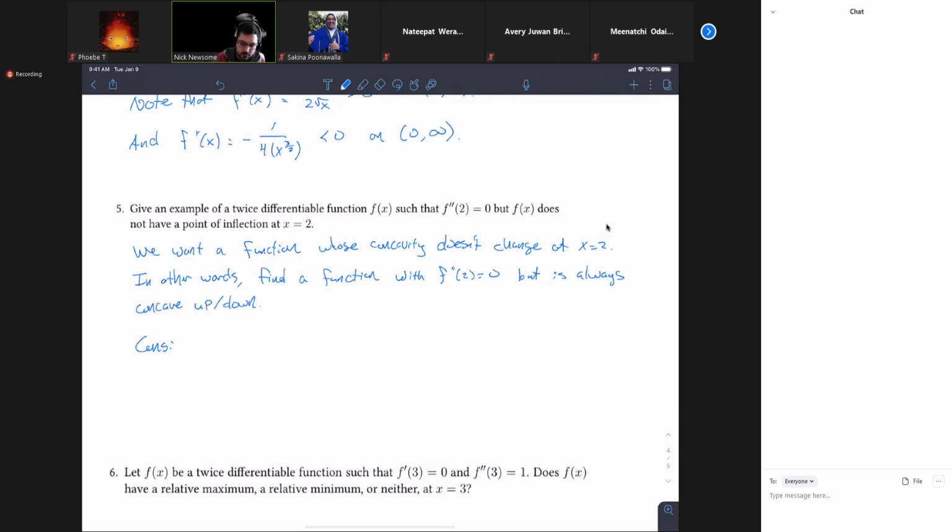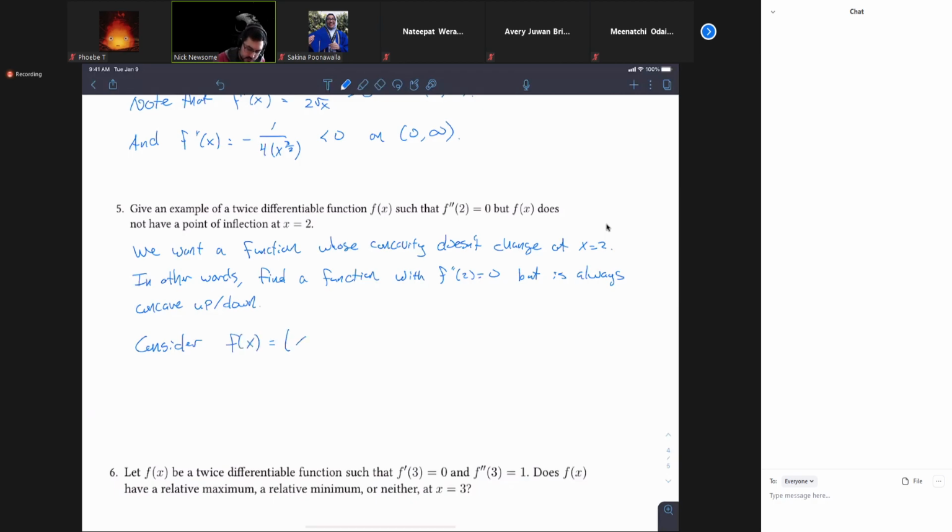Okay. So your first thought might be, well, what are my functions that are always concave up or concave down? Parabolas, all right? But if I take two derivatives of a parabola, I'm going to get something constant. So I'm not guaranteed that I'm going to get a 0 when I plug in 2. So I need a different kind of parabola.